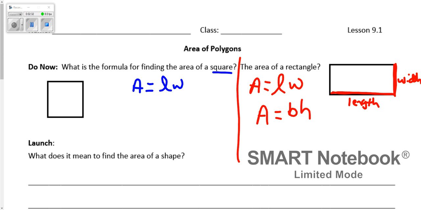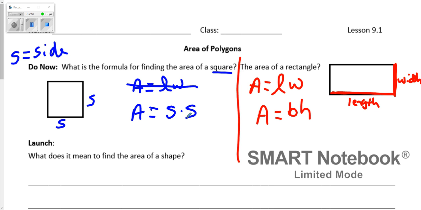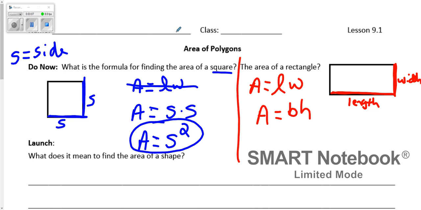So it doesn't make sense to use two different letters to call length and width. Since they're all the same, if I just call it S, which in this case stands for side, instead of length times width, it's just going to be side times side. But when you multiply something by itself, we can just use an exponent. So the area formula for a square is side squared. You're just taking the length and multiplying it by the width, just like with a rectangle. It's just that all the sides are the same. So those are the formulas to find the area.